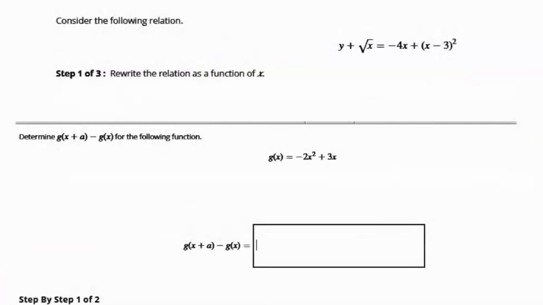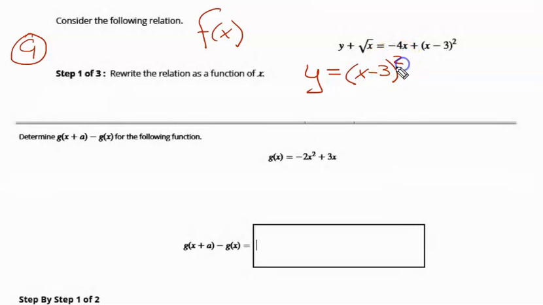Now for number 9, which is what this one is, they want us to put it in function notation. So our y is there. We want to bring this square root of x to the other side. I'm going to put this one first here. X minus 3, the quantity squared, minus 4x, which is right there. And I'm going to just bring this here as a minus square root of x.